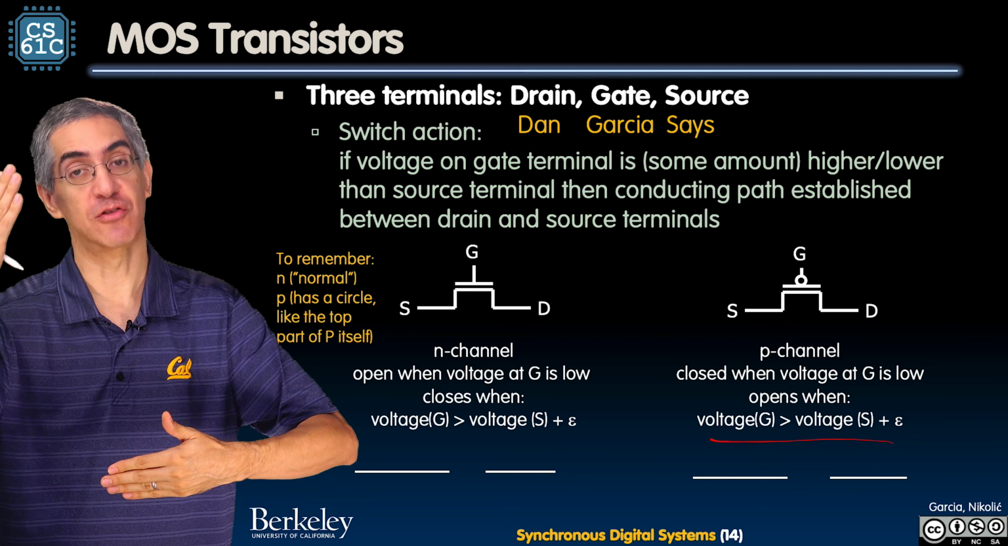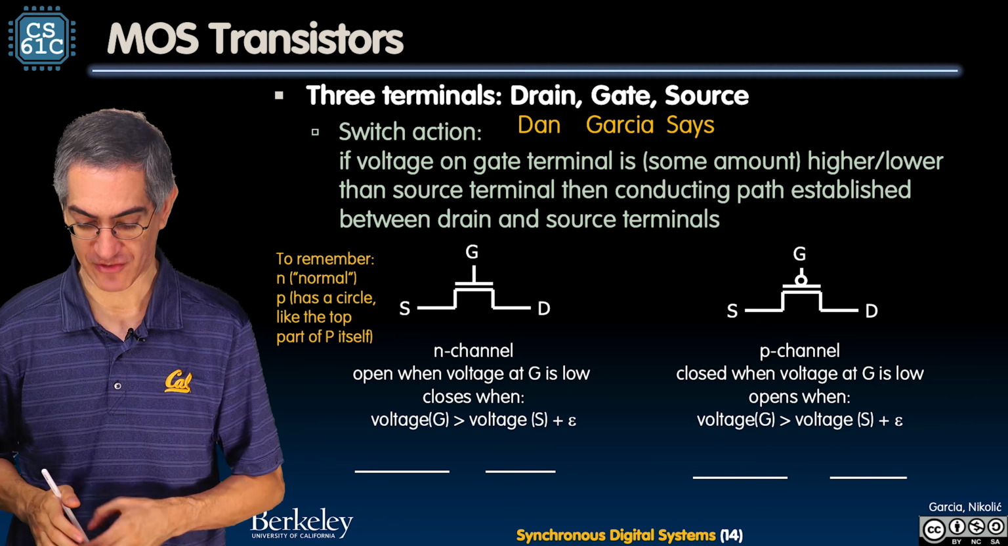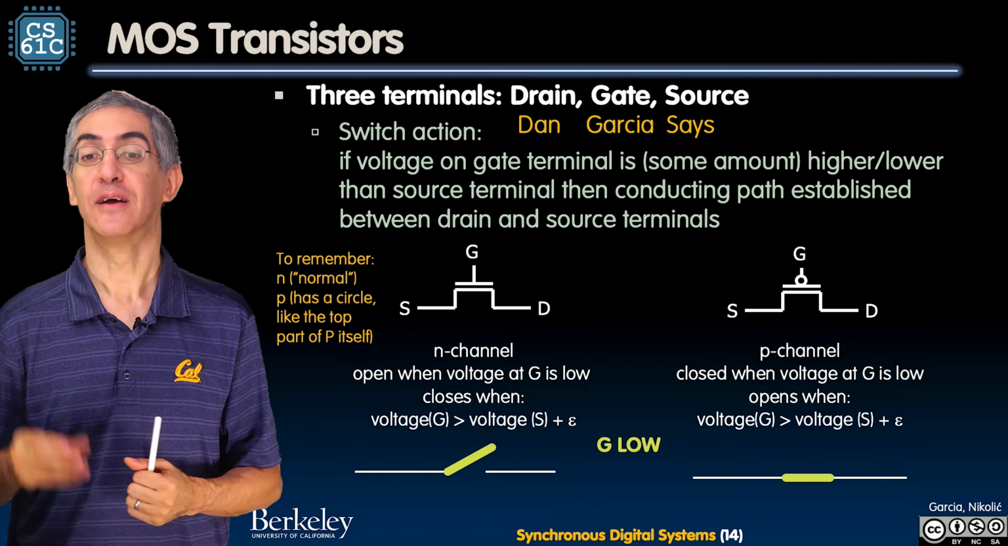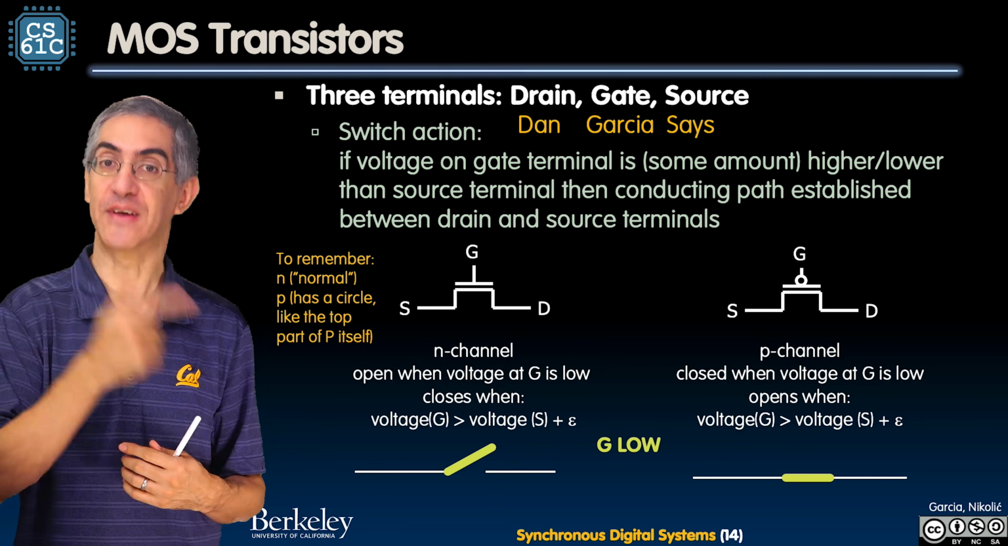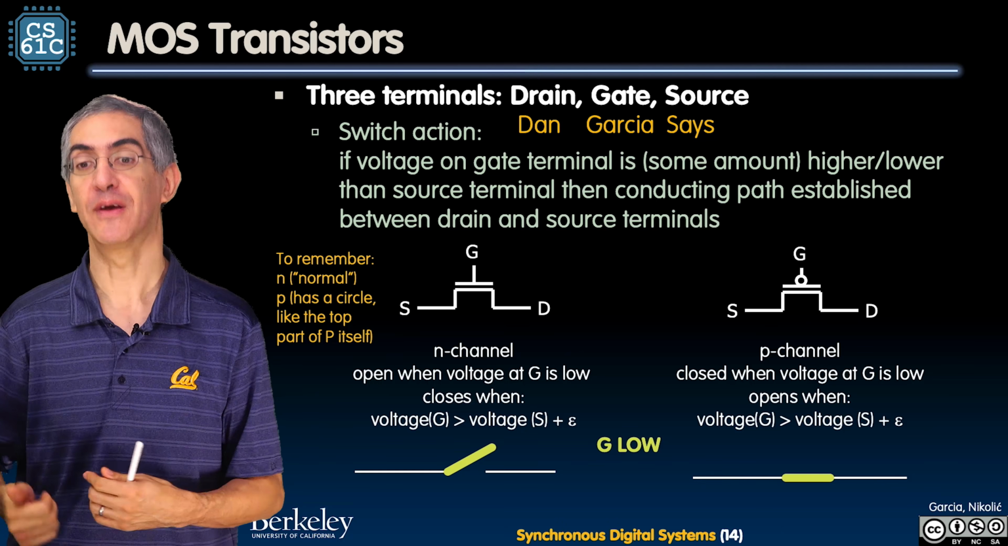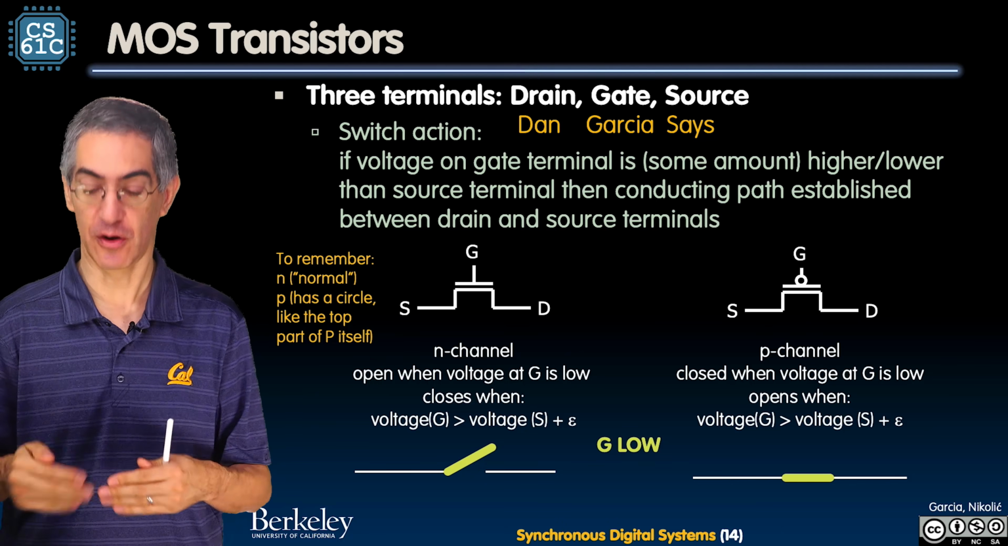Current goes high, it opens the circuit. Okay, so let's actually see a little animation of this. So here we go. G is low, so my gate voltage is low. Therefore, the N-channel transistor is open. The P-channel transistor is closed.